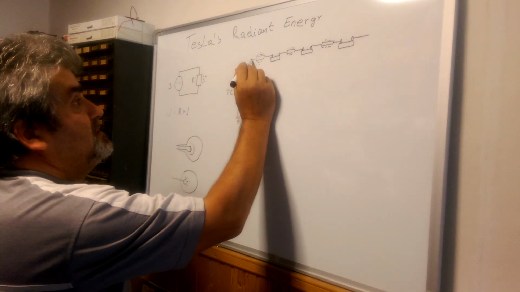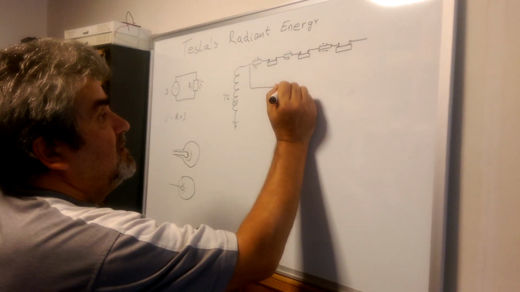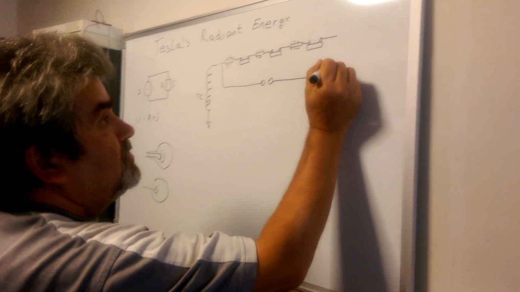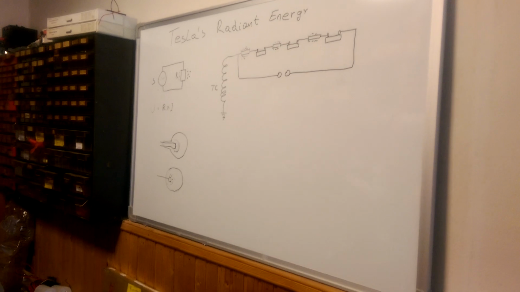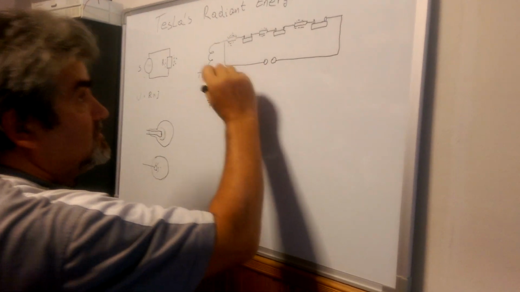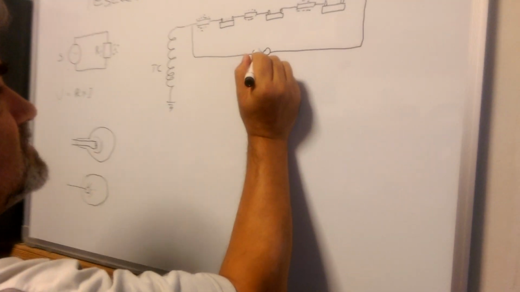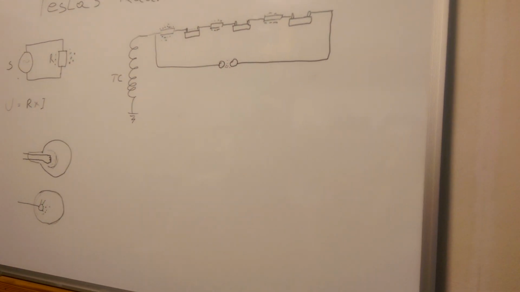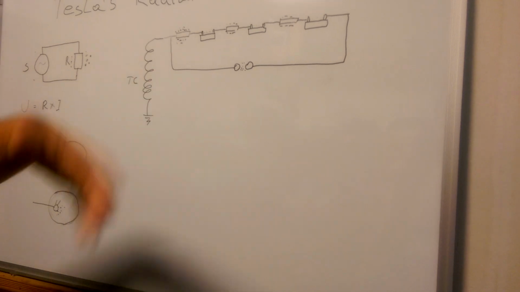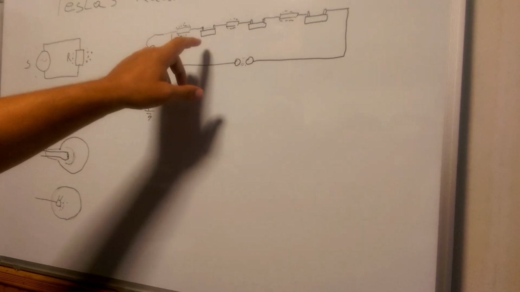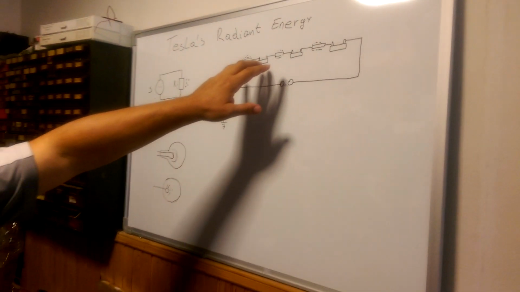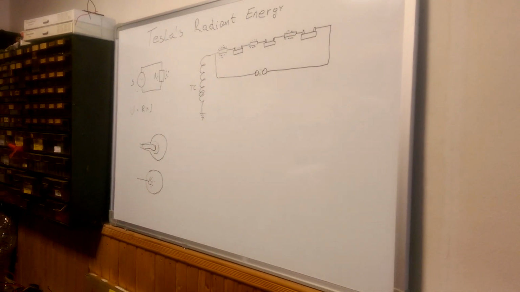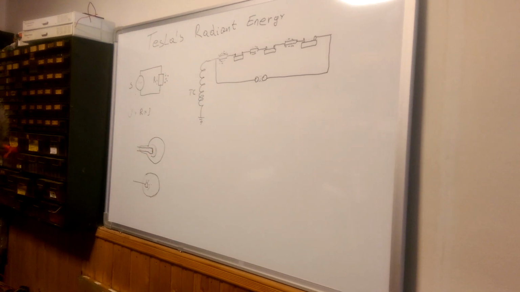Then I put a spark gap across all of it. When I switched on the Tesla coil again, I had an arc also here, and for the same period of time I got much more voltage, but all of them were the same, by putting this spark gap across the capacitors.